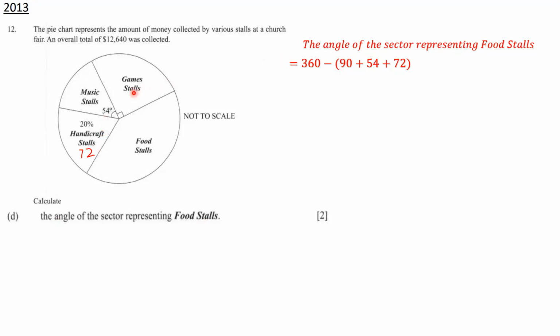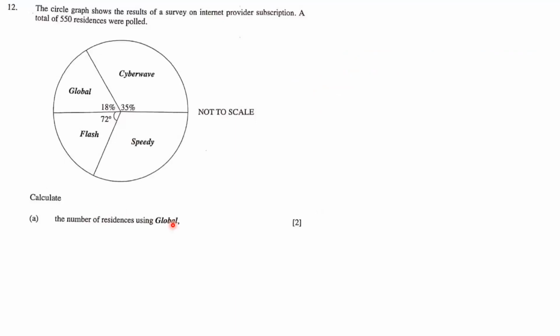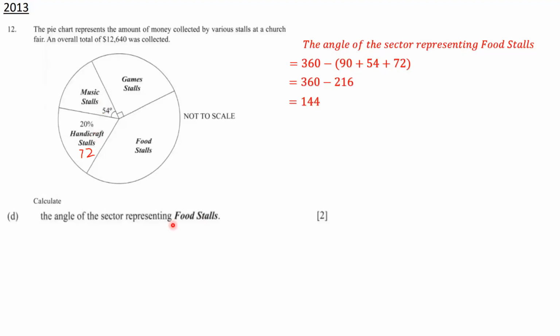So we have 90 plus 54 plus 72, and we have to add them together and subtract them from 360. So that's 360 minus 216, because 90 plus 54 plus 72 is 216. And so we say 360 minus 216. That's going to be 144. And so the answer here is 144. All right, perfect. So the angle of the sector representing food stalls is 144 degrees. Okay, let's move on to the next question.